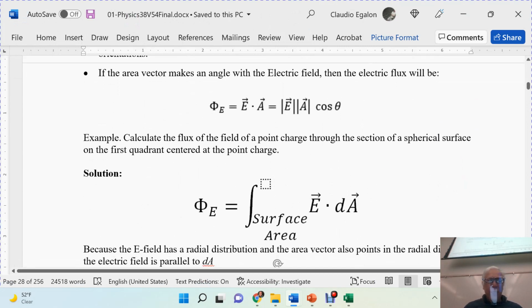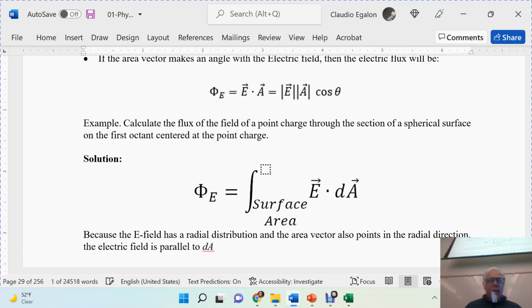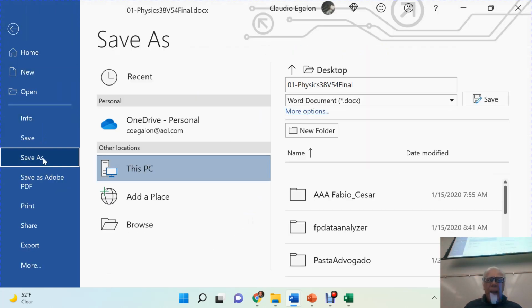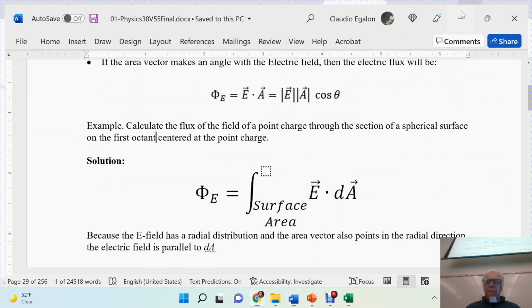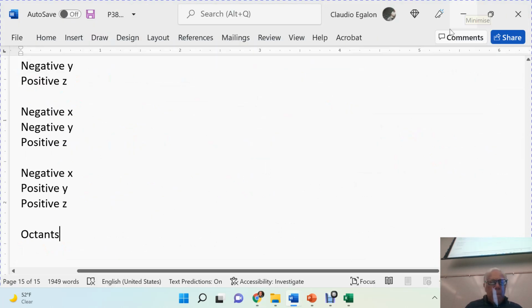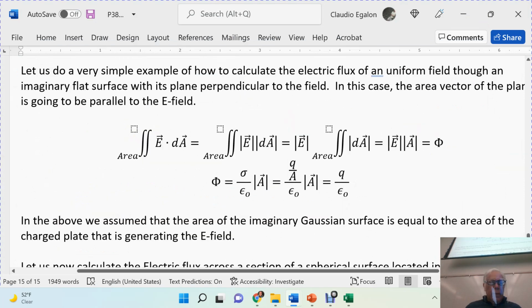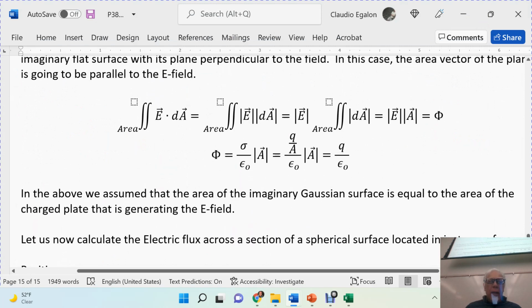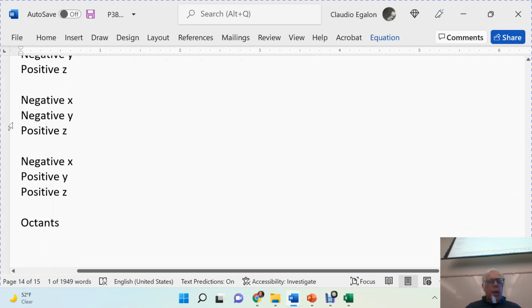Calculate the flux through the spherical surface of the first octant centered at the point charge. And then I'm gonna save this as version 55. Okay, so let's calculate that. Yeah, so we got it. It's an octant. Let's write down the integral. Okay, here we go.